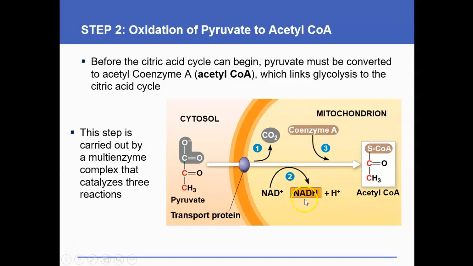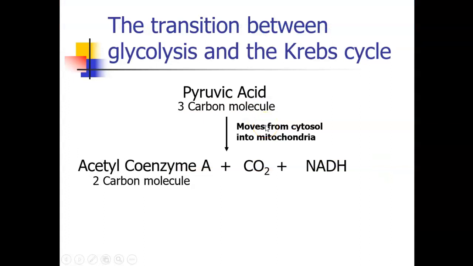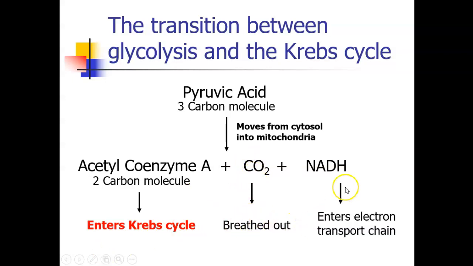In doing so, another electron carrier is produced. Another NADH molecule is produced. So this is our step 2, the oxidation of pyruvate into acetyl-CoA. So again, step 2, pyruvic acid, a 3-carbon molecule, becomes a 2-carbon molecule that enters the Krebs cycle, a carbon dioxide molecule that gets breathed out, and that energy electron carrier.